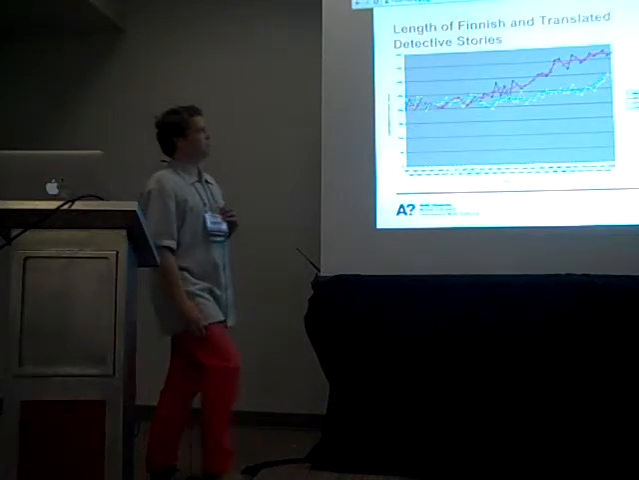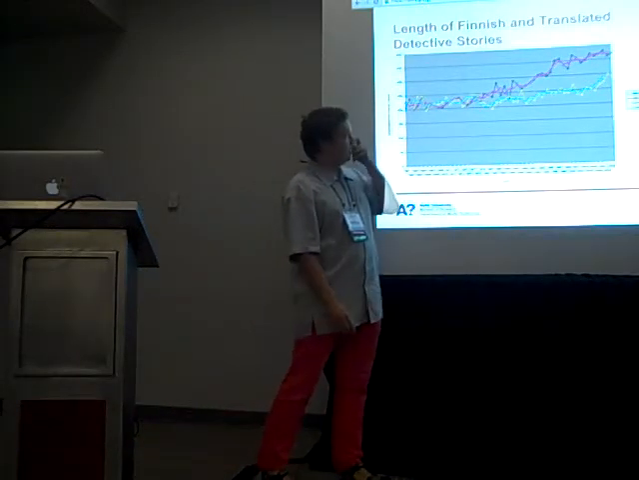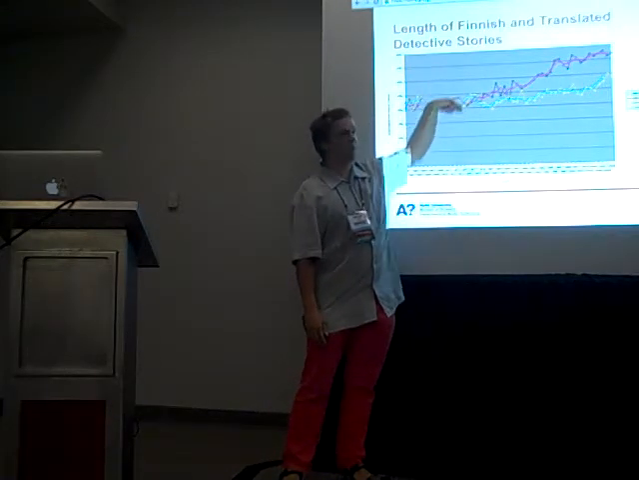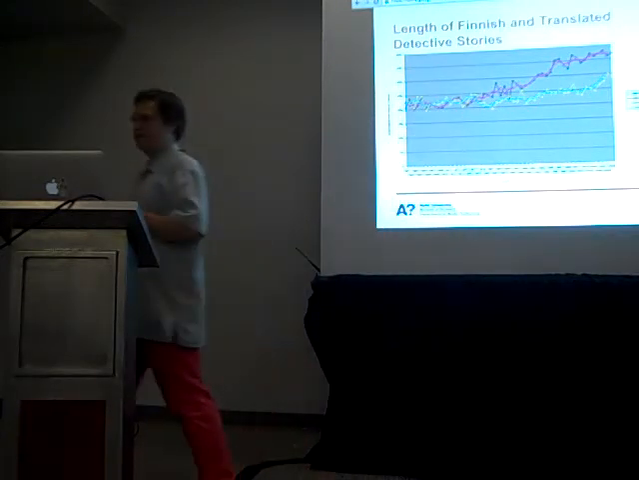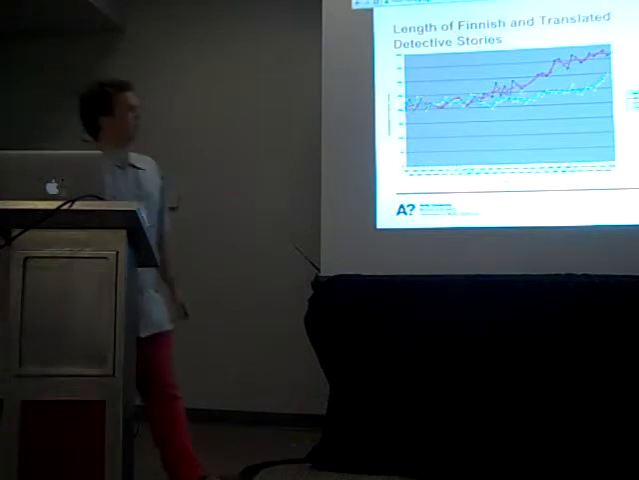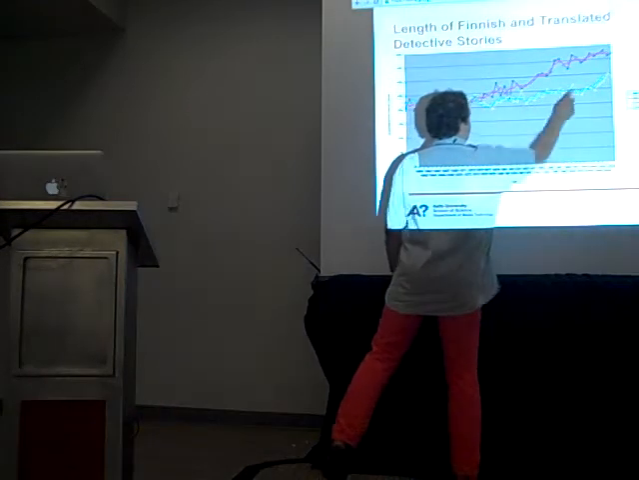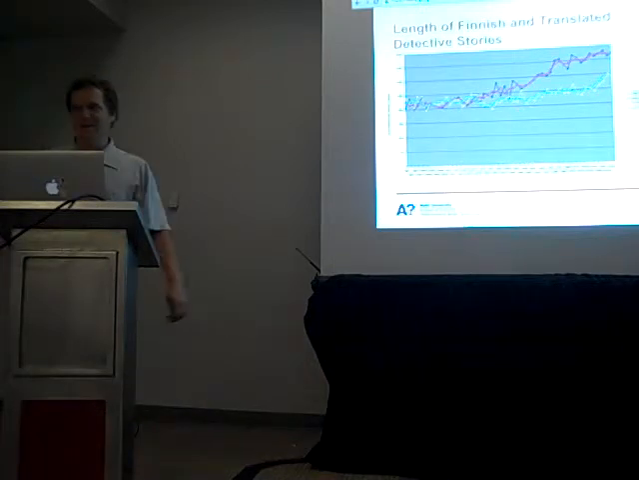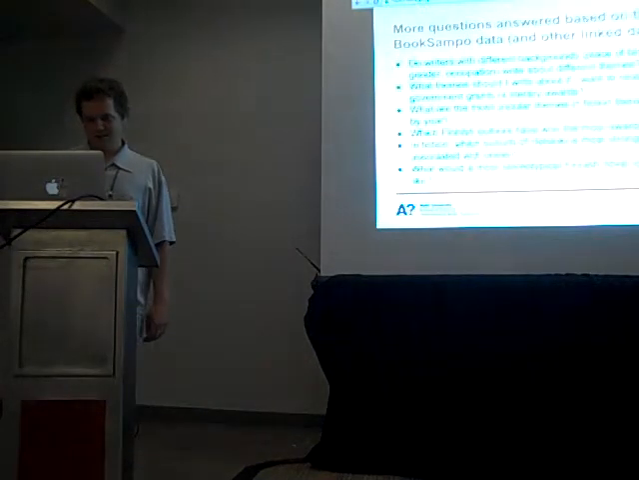And then the Book Sample data tells me that international novels started getting longer in their page counts when Tom Clancy started writing, but we in Finland are very slow to catch up, so our novels started to get longer only in this millennium.